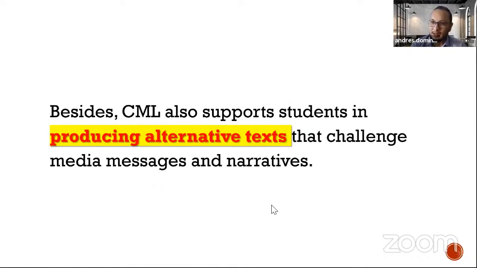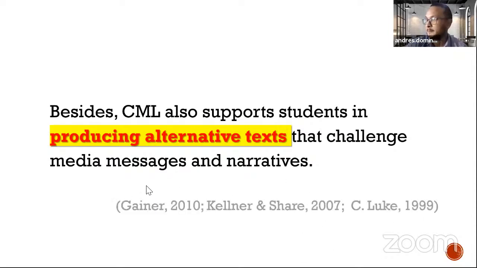And also, critical media literacy has the potential to support students in the production of alternative texts that challenge these media messages and media narratives, and expand them by providing other perspectives different than that of the authors.